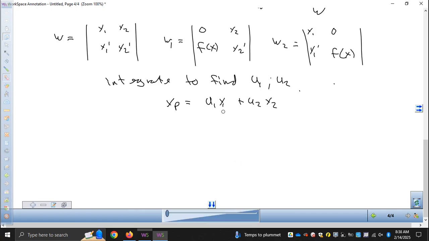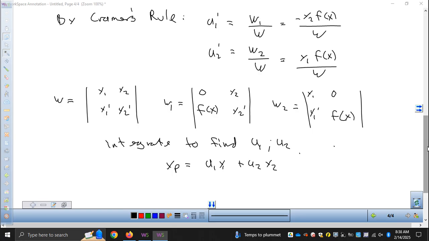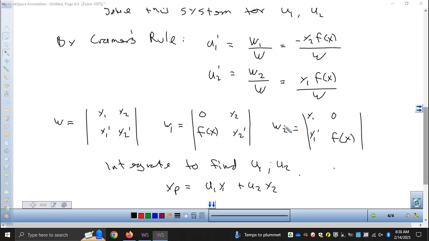So to use variation of parameters, we need to find y1 and y2 by solving the homogeneous differential equation. And then we find u1 and u2 by forming these determinants, setting up this fraction, and integrating. So let's look at an example.